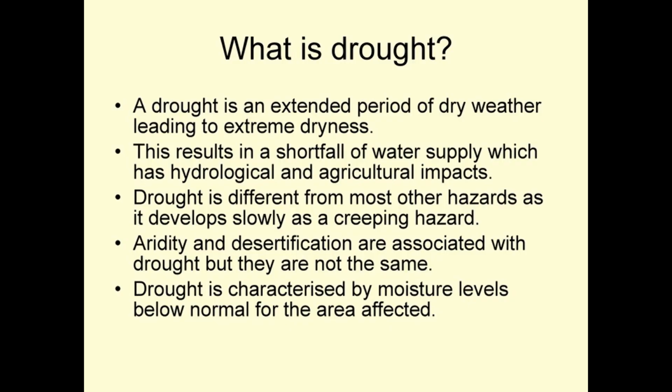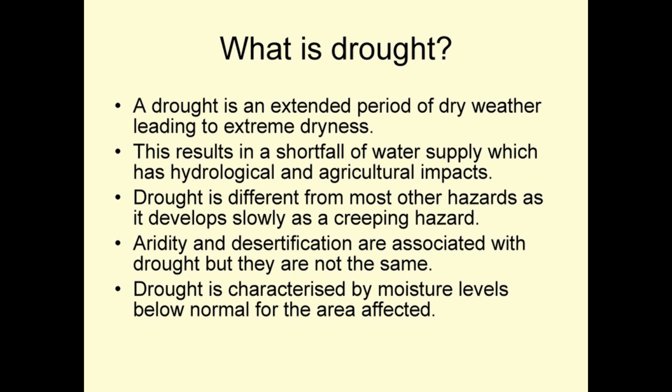Now we want to go into what is drought. A drought is an extended period of dry weather leading to extreme dryness. This results in a shortage of water supply which has hydrological and agricultural impacts. Drought is different from most other hazards as it develops slowly as a creeping hazard.